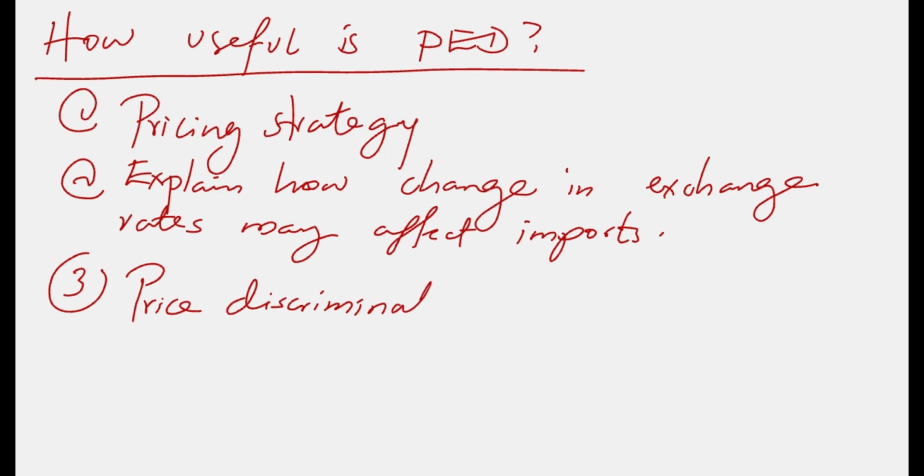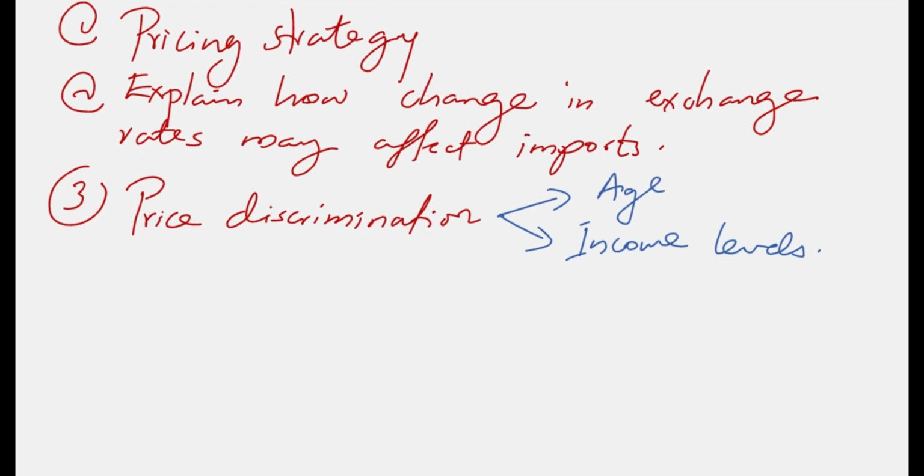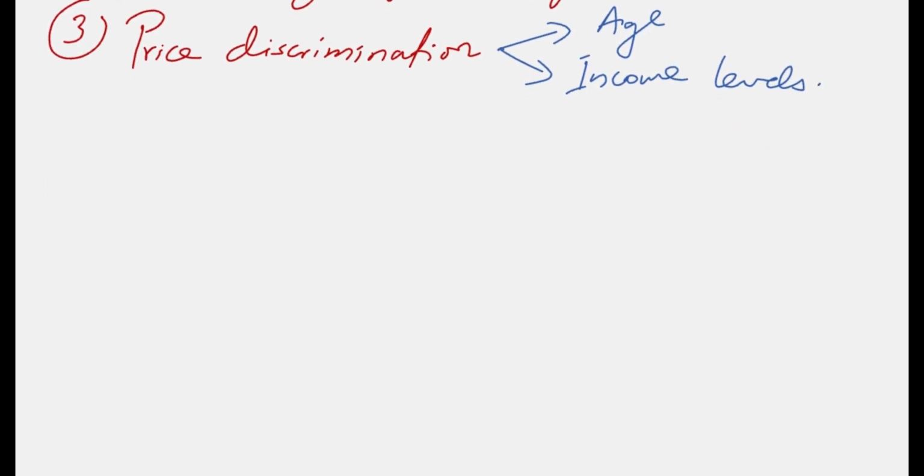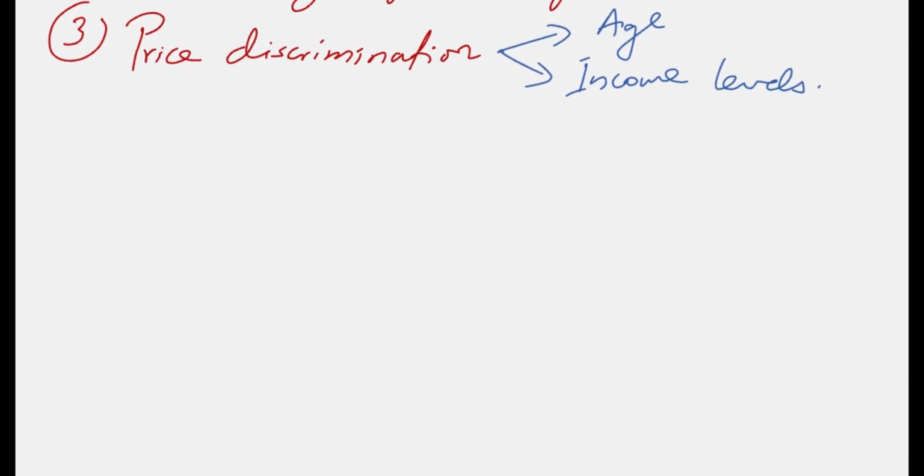You can use PED to put in place price discrimination. Of course, concerning age, income, price discrimination is a case whereby you charge different prices for different groups. So if a good is a habit to the young people, you can charge higher. You get the old people, you can charge them lower. If a good is for people with high income, you can charge higher, like that. That's price discrimination.